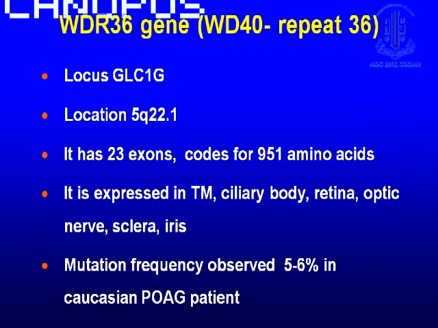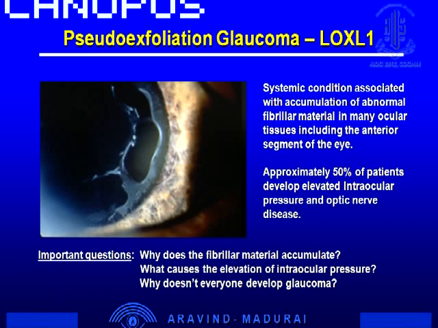And then this is another gene. Dr. at the University of Connecticut identified the gene WDR36. For this particular gene, the frequency of the mutation is only 5 to 6%, and this is not specific to primary open angle glaucoma. This is the candidate gene for NTG, normal tension glaucoma, and primary open angle glaucoma. This is the gene.